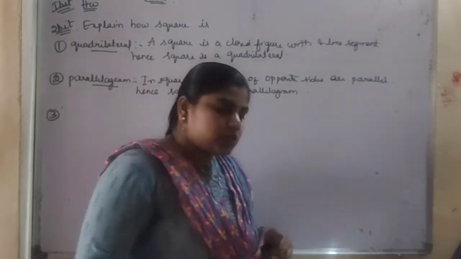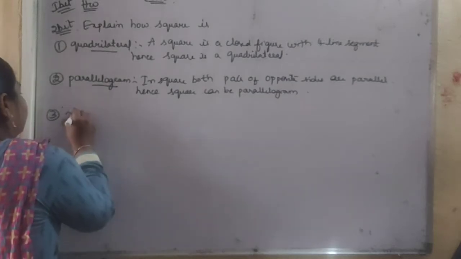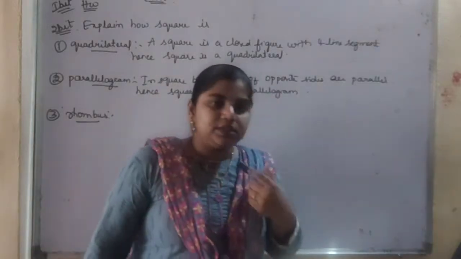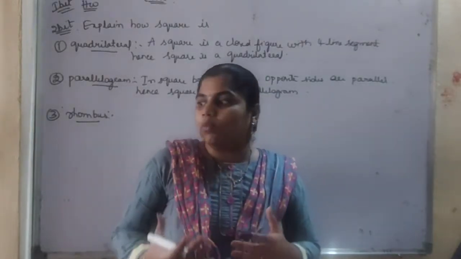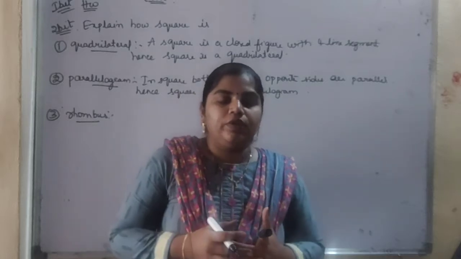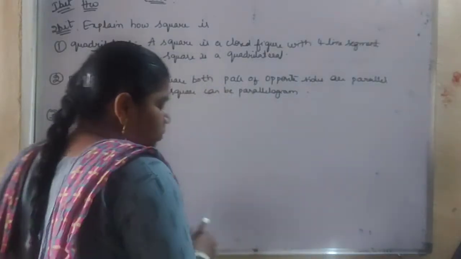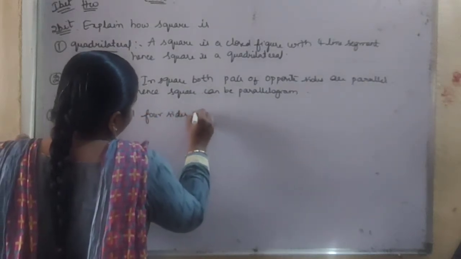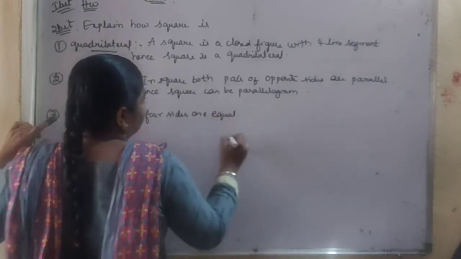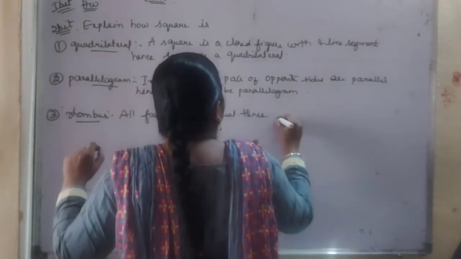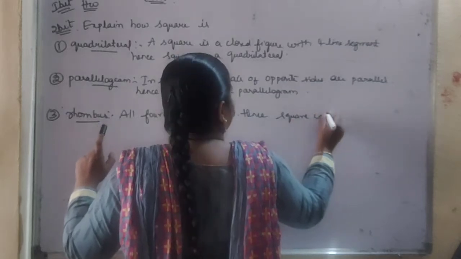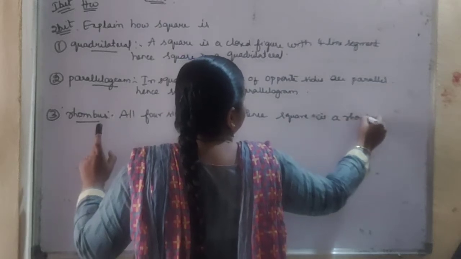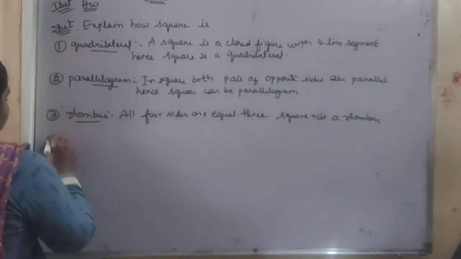Third is, why is a square a rhombus? We have to explain now. In a square all sides are equal and in a rhombus also all sides are equal. That's why we can call this square a rhombus. So all four sides are equal, hence a square is a rhombus. So this is our third question.